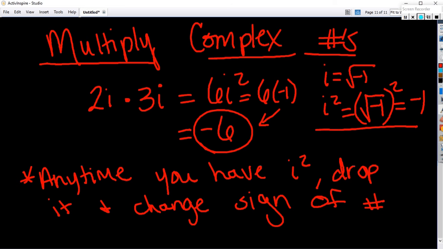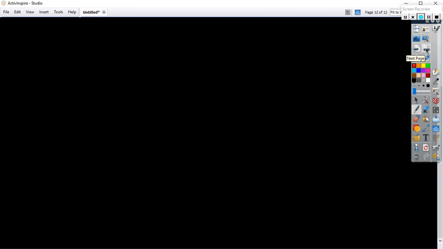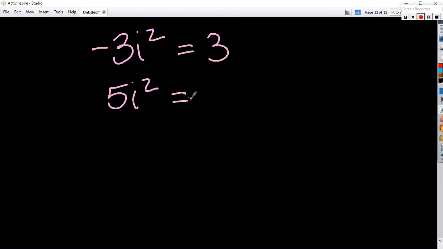I'll give you a second. What if I had -3i squared? What does that become? It'd be 3. If I had 5i squared, that would become what? -5. Y'all see where I'm going with that? The i squared drops, the sign on the number changes. All right, so let's multiply.